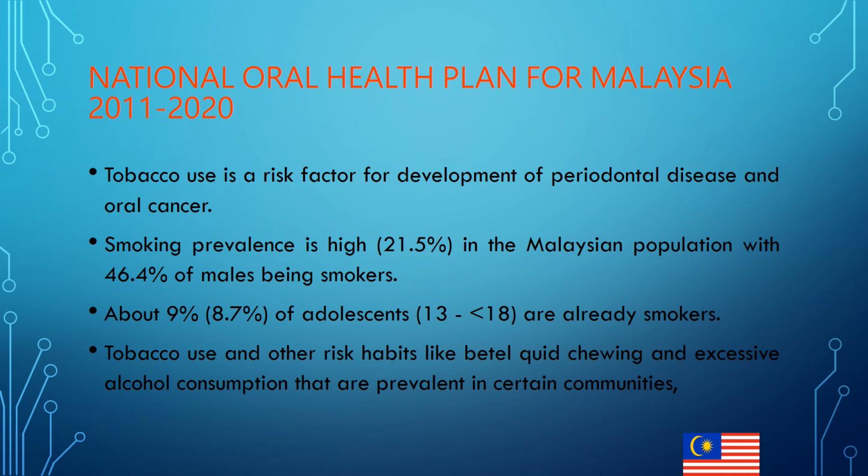The National Oral Health Plan for Malaysia 2011 to 2020 concerning tobacco use and oral cancer: tobacco use is a risk factor for development of periodontal disease and oral cancer. Smoking prevalence is high in the Malaysian population, at 21.5%, with 46.4% of males being smokers. About 8.7% of adolescents 13 to 18 years of age are already smokers.